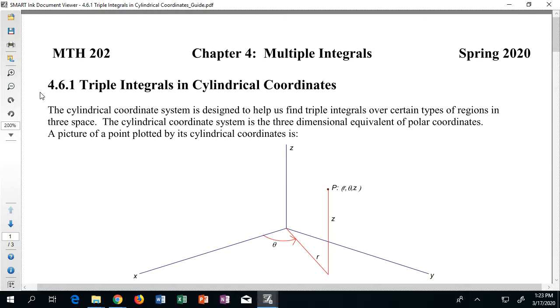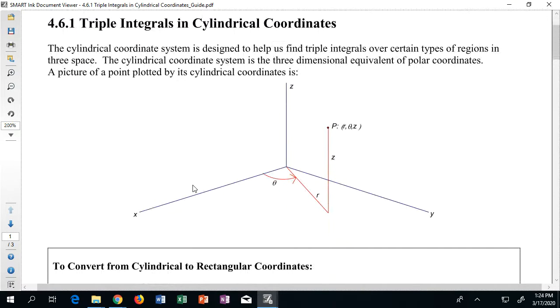You might recall that when we worked with double integrals, we sometimes found it easier to treat our base region D as a polar region, because maybe it was a circle or something bounded by some sort of polar function. Well, when we deal with cylindrical coordinates, we're going to see that we have almost the same sort of thing.